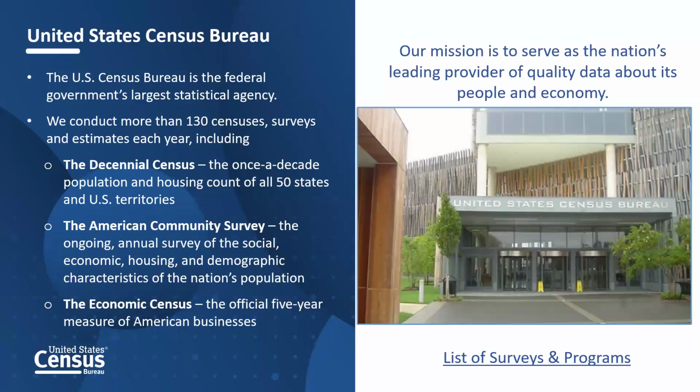The Census Bureau is part of the U.S. Department of Commerce. You may best know the Bureau for the decennial census, which happens every 10 years, the last one being held in 2020. However, the Bureau does more than that. We conduct more than 130 surveys and programs each year. This includes the most popular American Community Survey, which is an annual survey that goes beyond population and housing counts by providing social, economic, housing, and demographic characteristics. We also conduct the economic census, which collects statistics about businesses and takes place every 5 years in the years ending in 2 and 7.